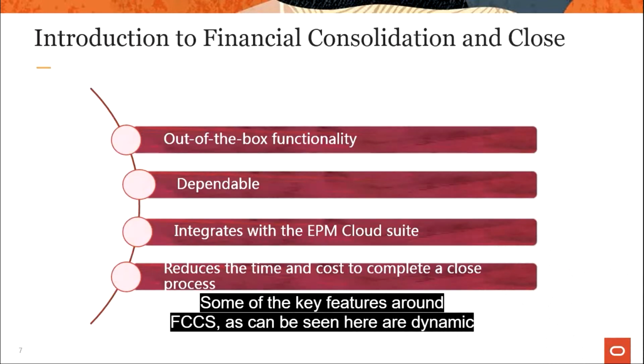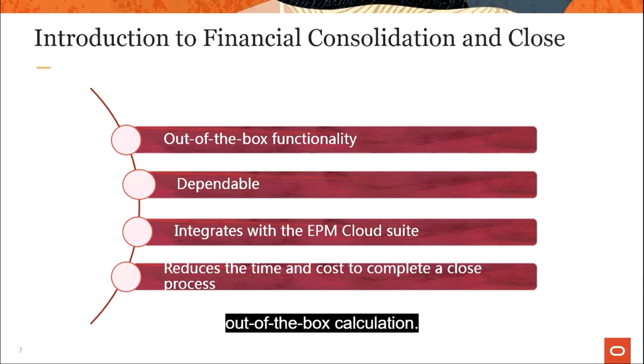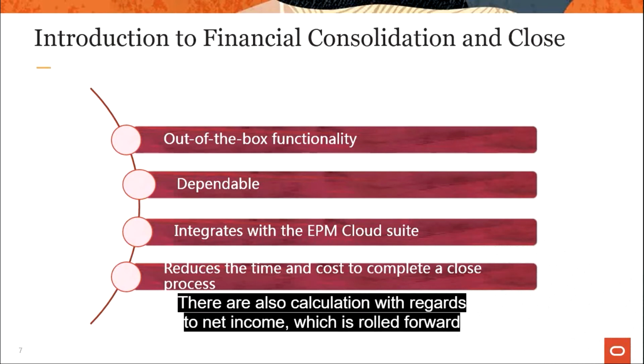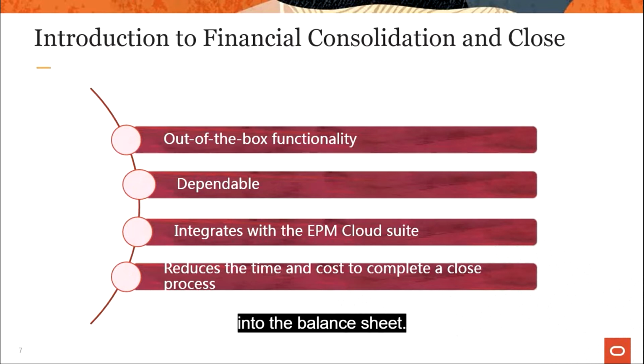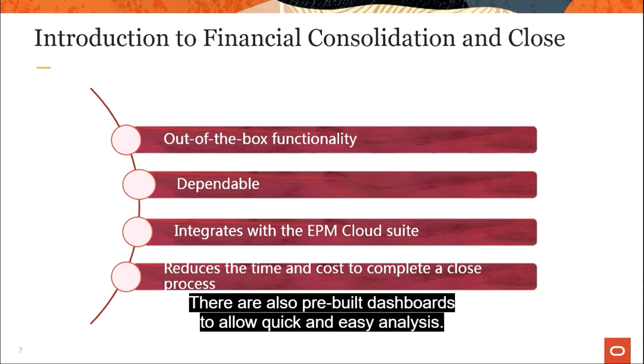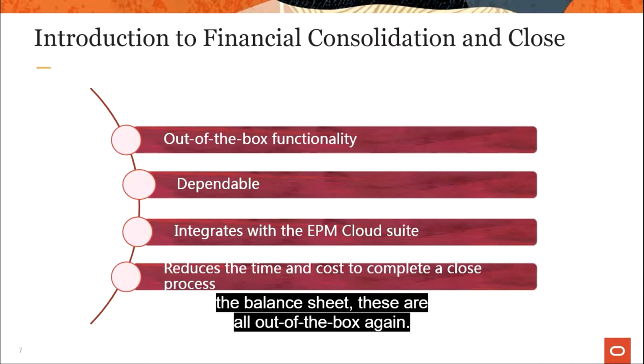Some of the key features around FCCS, as can be seen here, are dynamic out-of-the-box calculations. So you have ratios such as liquidity ratios and current ratios, which are available out of the box. There are also calculations with regards to net income, which is rolled forward into the balance sheet. Opening and closing balances can also be calculated automatically as it is an out-of-the-box calculation option. There are also pre-built dashboards to allow quick and easy analysis. So the reports which are there, such as the cash flow statement and the balance sheet, these are all out of the box again.